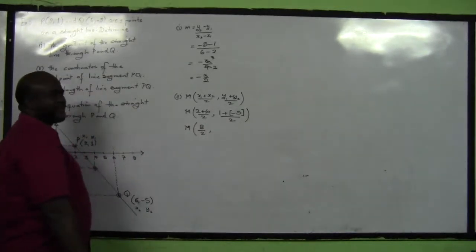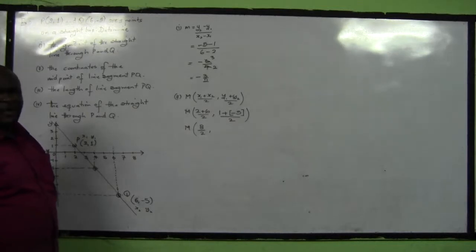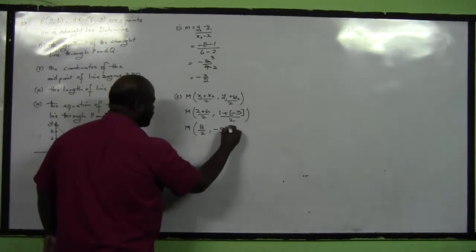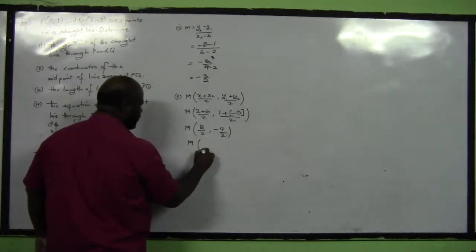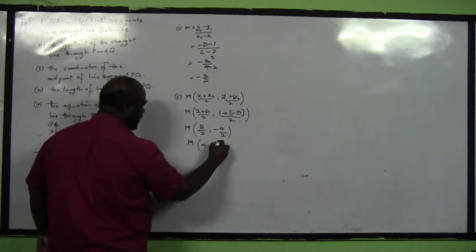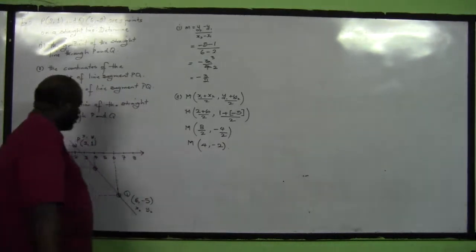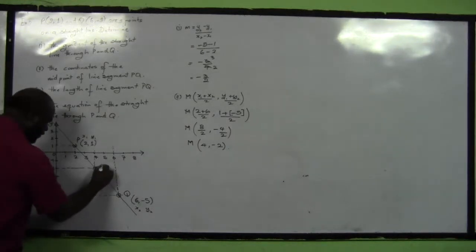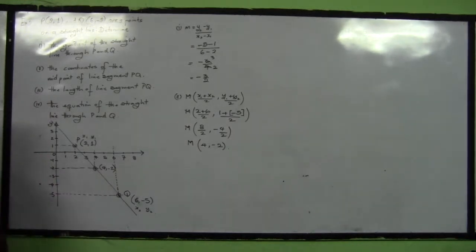What is 1 plus minus 5? Minus 4. This is minus 4 over 2. M is 4, minus 2. Isn't that what it looks like? Yes, sir. This is 4 minus 2. Royce, you have a problem? Yes, sir. What is it? Quickly.